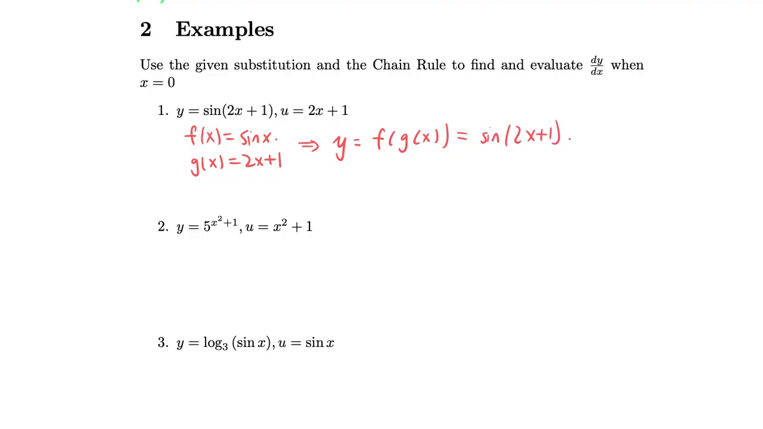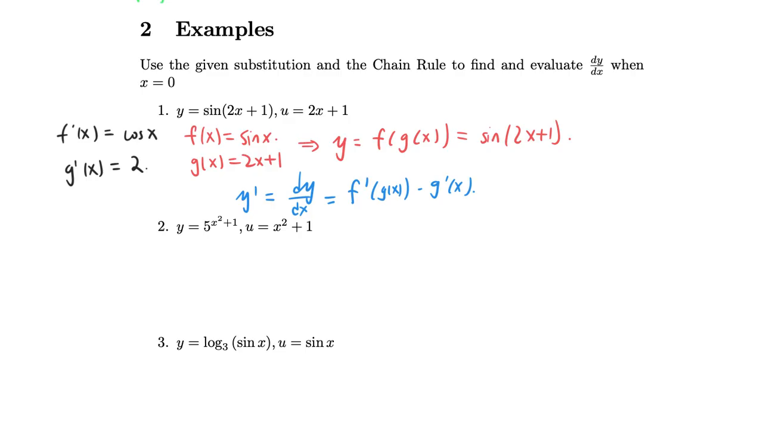Now we can apply the chain rule. Since y is equal to f of g of x, we have dy over dx, which is just y prime, equal to f prime at g of x times g prime of x. Here, this function f prime of x, as covered in our trig video, is cosine x, while g prime of x is equal to 2. So we can just plug g of x into this cosine.